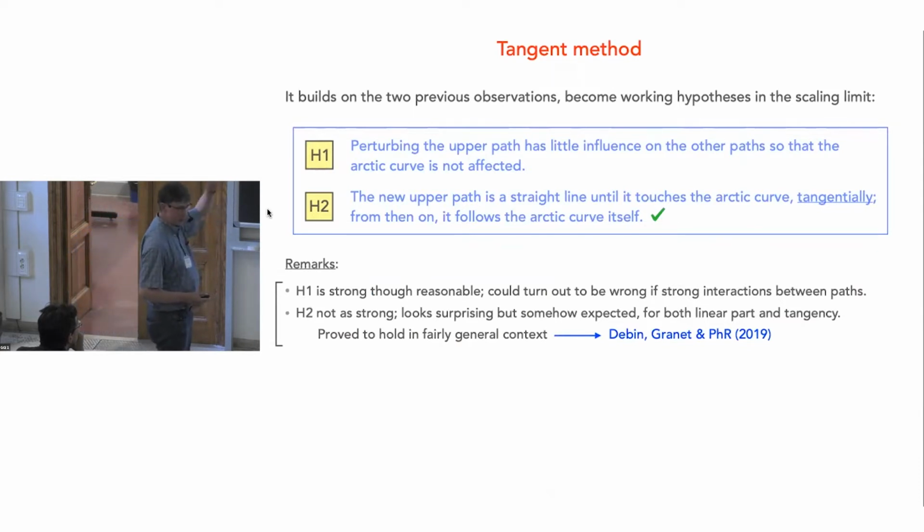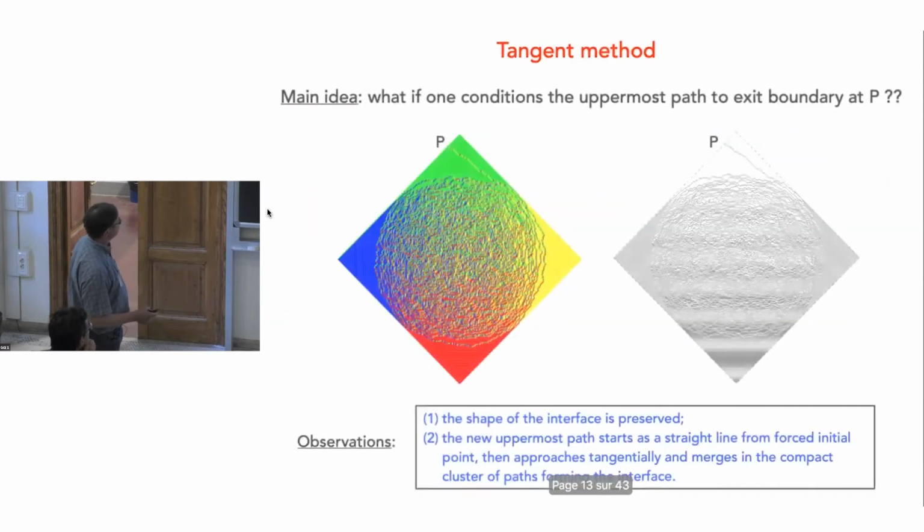shape of this perturbed upper path, which is first of all on a straight line and then touches the Arctic curve tangentially. And then from there on, if you imagine that it touched the Arctic curve here, it will follow the Arctic curve and then go straight to its endpoint, which is here.